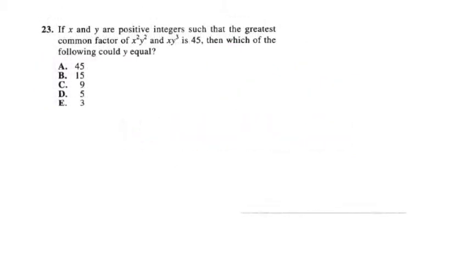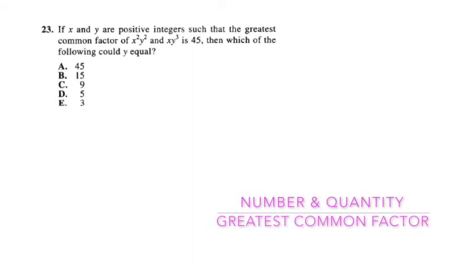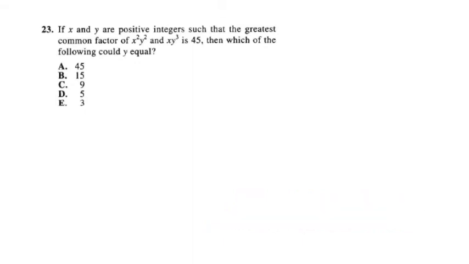Number 23 is a number and quantity question. We're dealing with GCF, or greatest common factor. If x and y are positive integers such that the greatest common factor of x squared, y squared, and xy cubed is 45, then which of the following could y equal? First, we're going to write down x squared, y squared, and xy cubed. Now, what do these mean? X squared, y squared is xx times yy. Xy cubed is x times y times y times y.